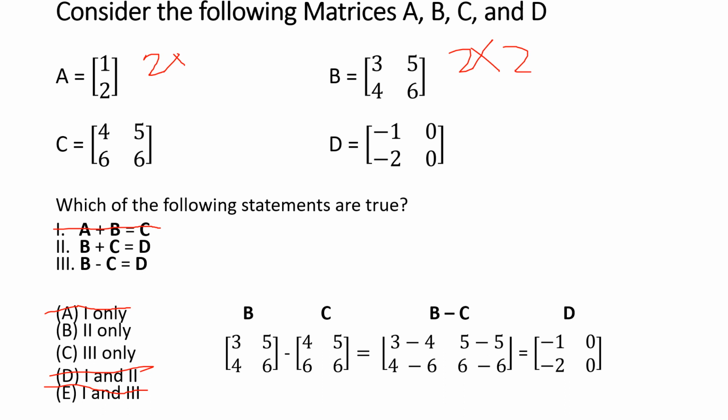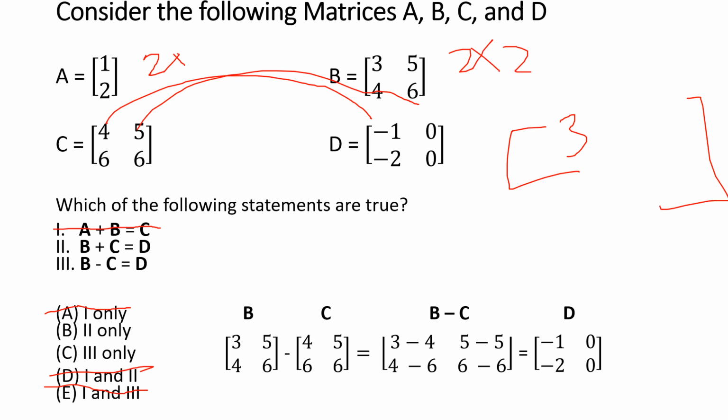B plus C equals D. Let's put these right here, make a little matrix. 4 plus negative 1 is 3. 5 plus 0 is 5. 6 plus negative 2 is 4. And 6 plus 0 is 6. So that's 3, 5, 4, 6. So B is correct right here.